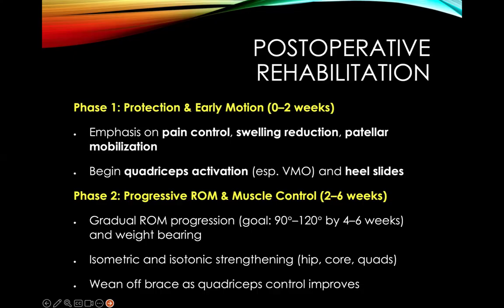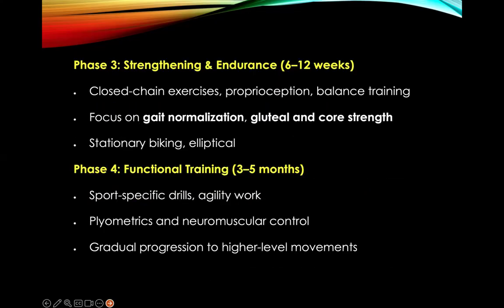Then comes the postoperative rehab. Phase one is protection and early mobilization, pain control, swelling reduction, patellar mobilization. This is rehab after surgery. You begin quadriceps reactivation at 0 to 2 weeks. Then in the second phase, you progressively increase the range of motion, and then you get muscle control by hip strengthening, core exercises, and quadriceps strengthening. You wean off the brace as the quadriceps function improves. Then at 6 to 12 weeks, you start with closed chain exercises, gait normalization, gluteal and core strength. Phase 4 is functional training, sport-specific drills, agility work.